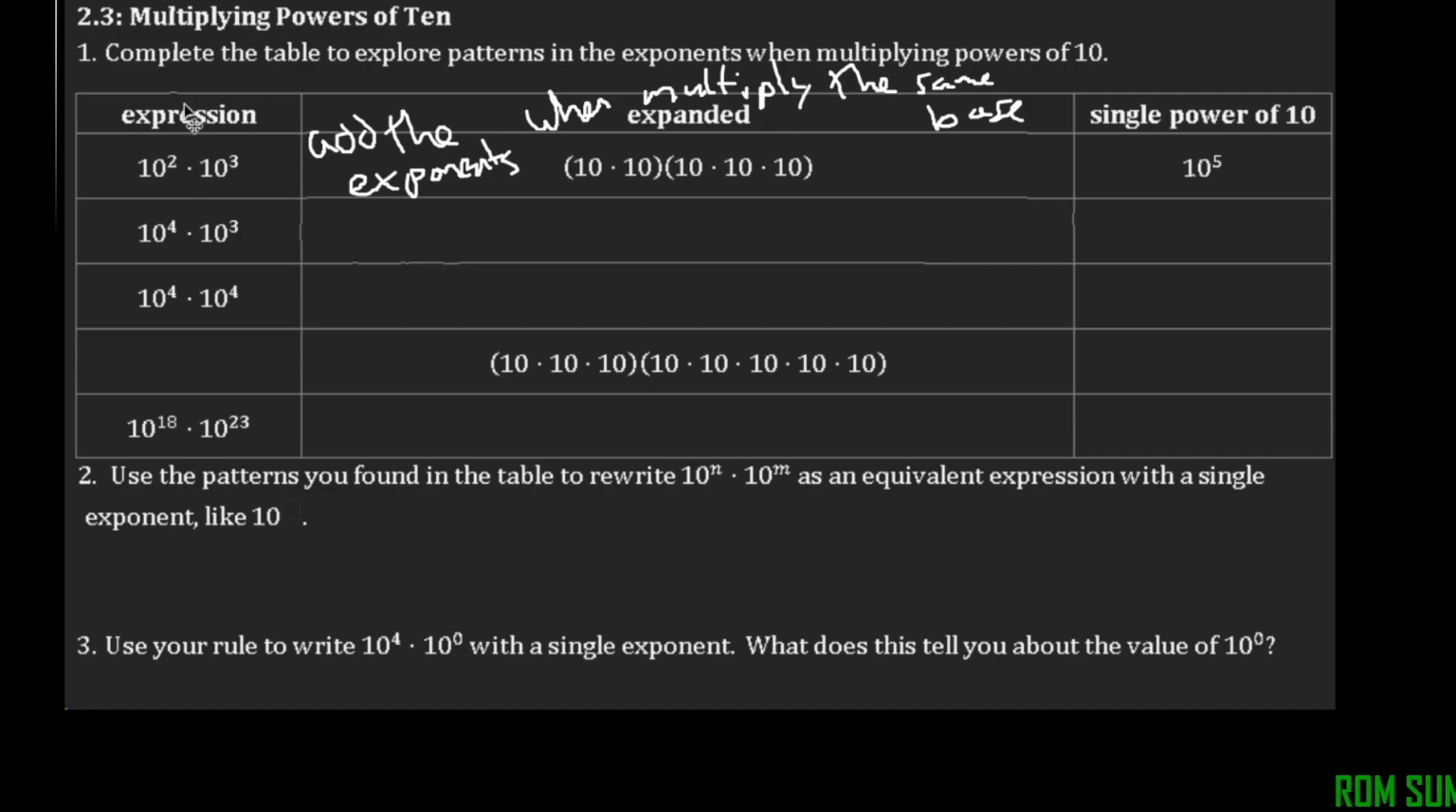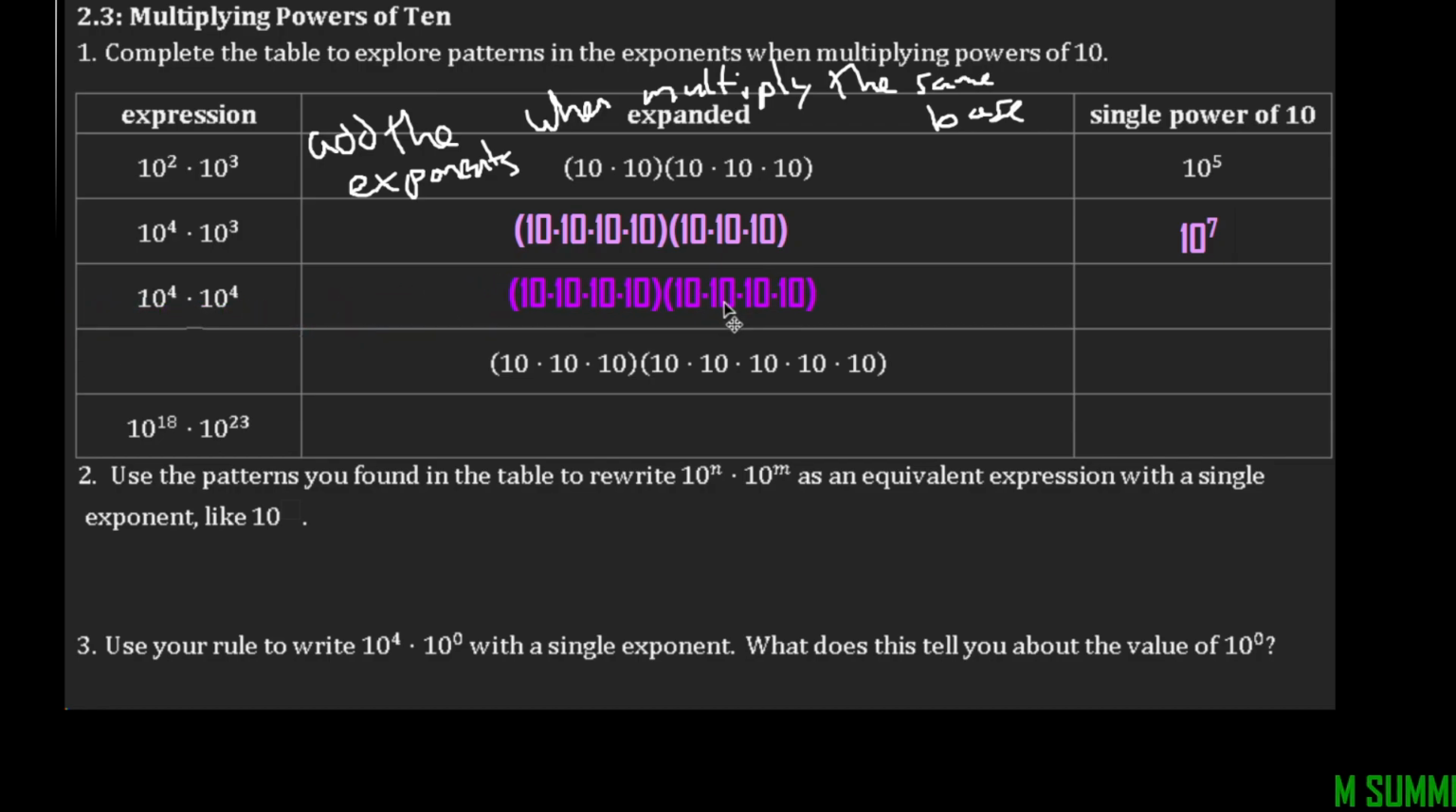So that means for this next one, if we have 10 to the 4th power and we expanded that out, we're going to have 4 of these 10s, 1, 2, 3, 4, and then 10 to the 3rd power is 3 of those 10s, 1, 2, 3. Add those exponents together, and this is going to be equal to 10 to the 7th power. Similar idea for the next one, we're going to have 4 of these 10s times 4 of these 10s, add the exponents together, 10 to the 8th power.